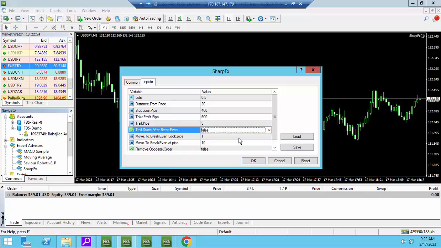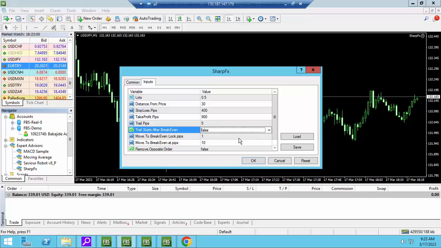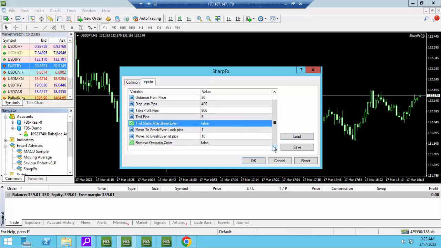Yes, you don't want the trade to start after break even. You want the trade to start immediately. If you put it through, that means you want the trade to start after it has reached break even. You want it to start immediately, so you leave it like that. Then move to break even at pips.